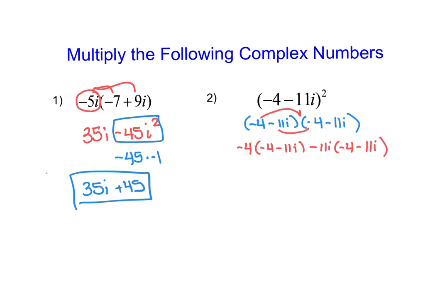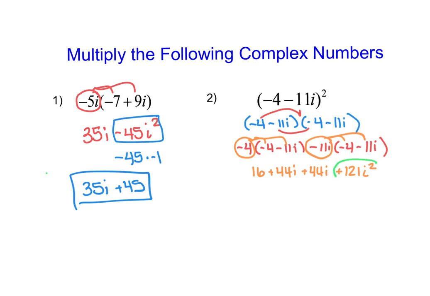And then finally, we just distribute. So here we're going to take negative 4 and distribute it out. So we have negative 4 times negative 4 is 16. Negative 4 times a negative 11i is a positive 44i. Negative 11i times negative 4 is another positive 44i. And negative 11 times negative 11 is a positive 121. And then the i times i gives us i squared.